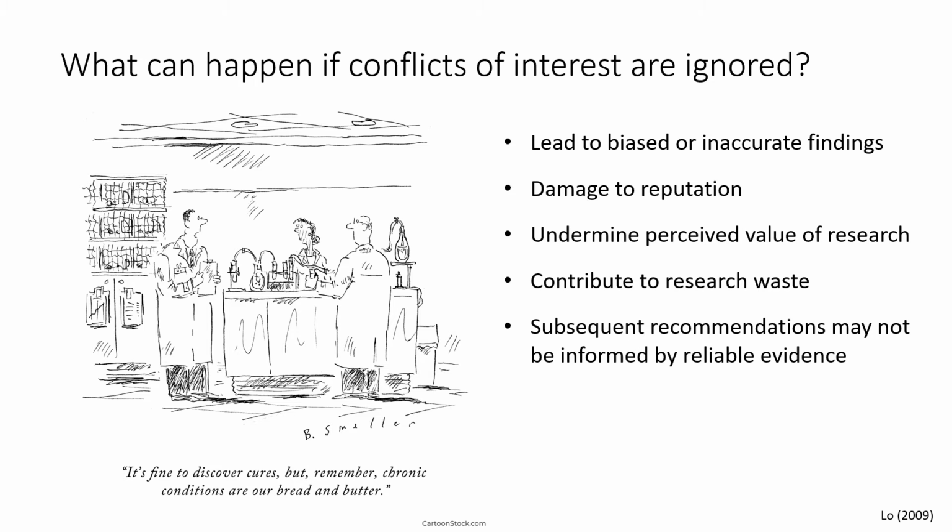Finally, research decisions that are based on research where conflicts of interest are present and not addressed may then not be informed by reliable evidence. This could result in implementing interventions that have no effect or could lead to harm. This also could waste resources.